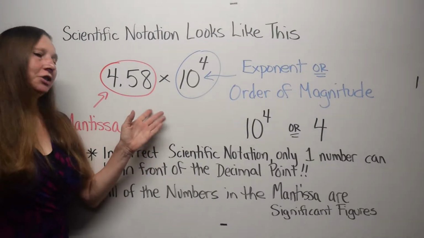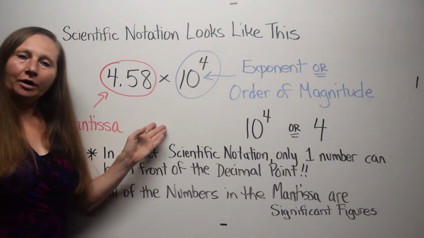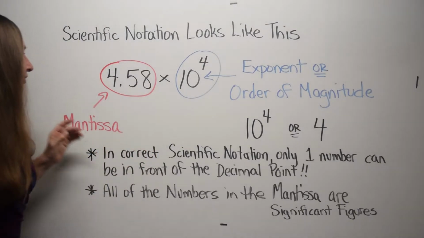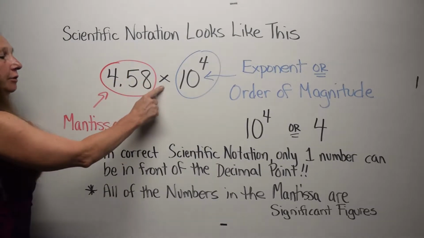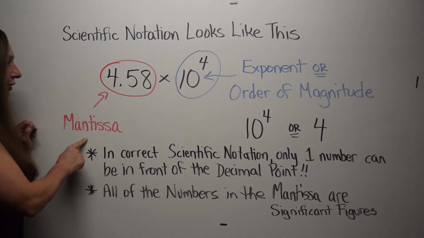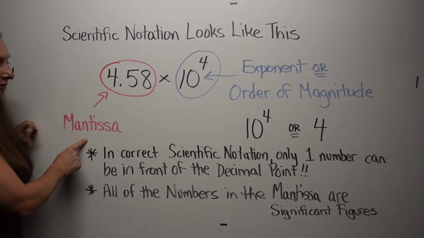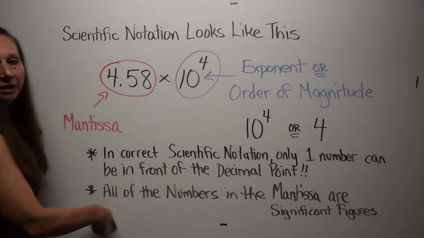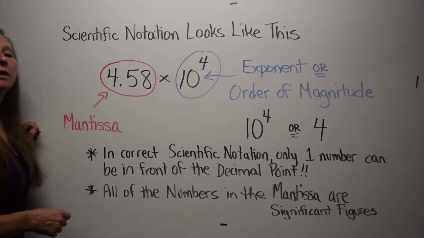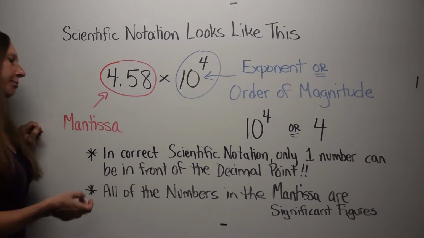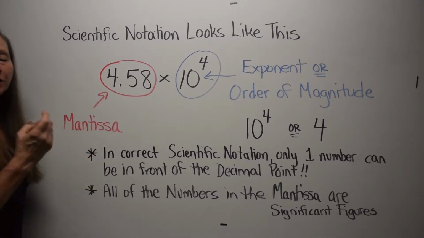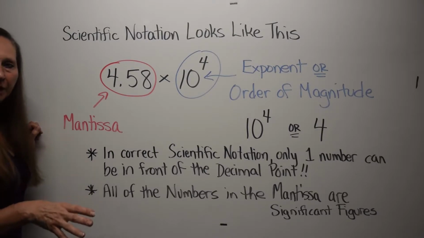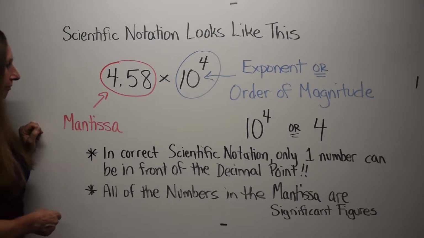Scientific notation looks like this. These are the parts of a number in scientific notation. In front of the multiplication sign, this is called the mantissa, or coefficient. Now, keep in mind that all of the numbers in the mantissa must be significant figures. We will go into the relationship between scientific notation and significant figures in a later video on significant figures.